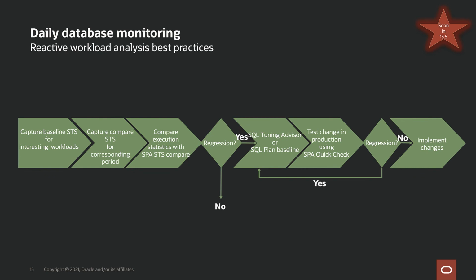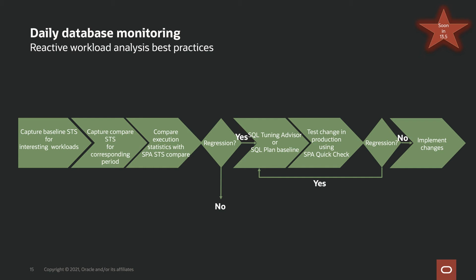So the workflow for this is we capture this baseline SQL tuning set for the interesting workloads. That could be several SQL tuning sets for different workloads, like the night batch, the daily activity, or the weekend activity, and so on. We compare with the corresponding period with this new SQL tuning set, and we get the execution statistics for the SQLs. With no regression, we are satisfied and can continue with the daily activity.